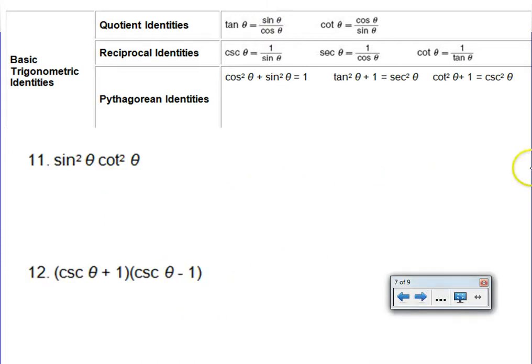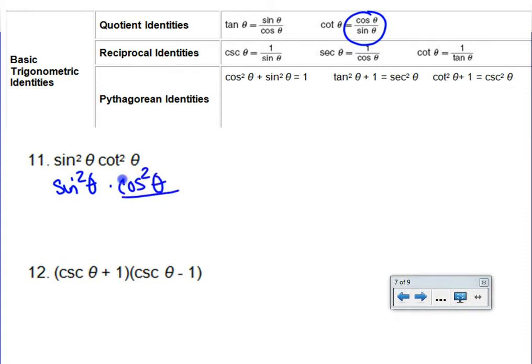Okay, same idea here, sine squared theta, I'm going to keep. But cotangent, I'm going to flip. Cotangent is cosine over sine, so cotangent squared is cosine squared over sine squared. So now I see that the sine squareds cancel. If you do this and nothing ends up canceling, you probably made a mistake. And we are left with cosine squared.